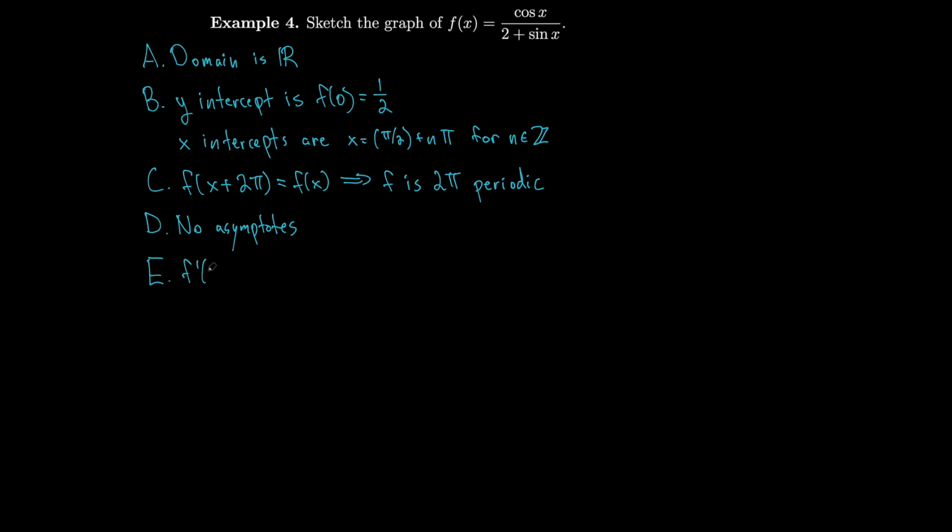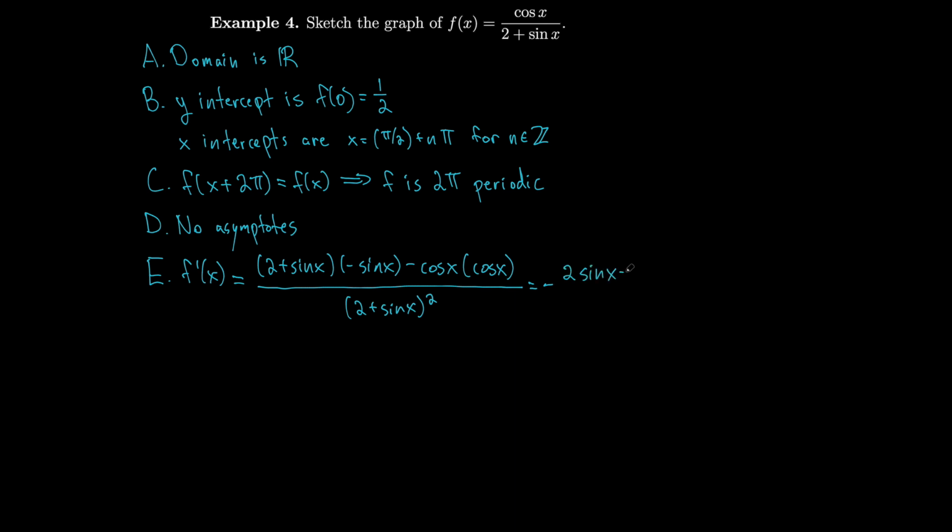Let's see intervals of increase or decrease. So let's look at our first derivative. By the quotient rule, we get 2 plus sine x times minus sine x minus cosine x times cosine x, all over 2 plus sine x squared. So that equals minus 2 sine x plus 1 over 2 plus sine x squared. Let's see, where is this thing going to be 0? Well, that's when 2 sine x plus 1 is equal to 0. So that's when sine of x equals minus a half.